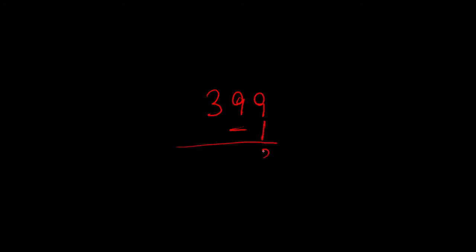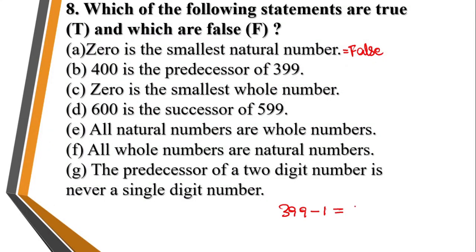Now 9 minus 1 is 8, and 9 as it is and 3 as it is. So we will get 398 as our answer. Now you can see we are not getting 400. So we can't say 400 is the predecessor of 399. It's the successor of 399, not the predecessor. So 398 is the predecessor of 399. So we can say this statement is false.